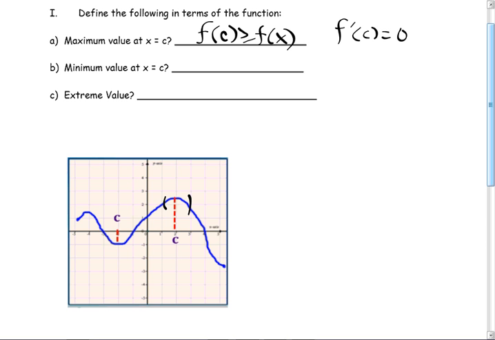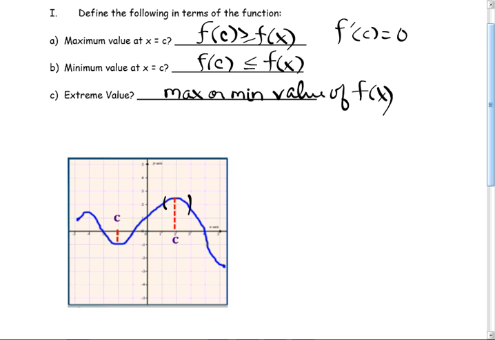What if it's a minimum value at C? Then f of C is what? Smaller than all the other y values. And what's an extreme value? It's the maximum or minimum value of the function. Not where, but the value of f of x. And the hardest part, at least for me, is remembering I want the value, I want the y coordinate, not the x, not where it is. Okay, Sophie?